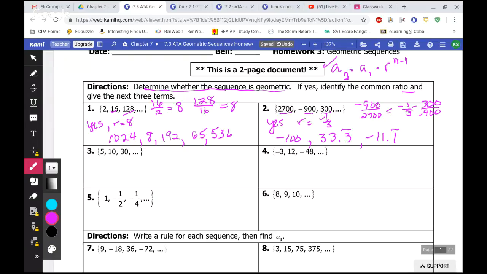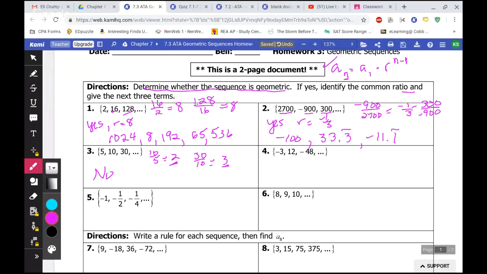All right, now here I've got 10 divided by 5, which gives me 2, and then 30 divided by 10, which gives me 3. So that is not a common ratio. So it is not a geometric sequence.